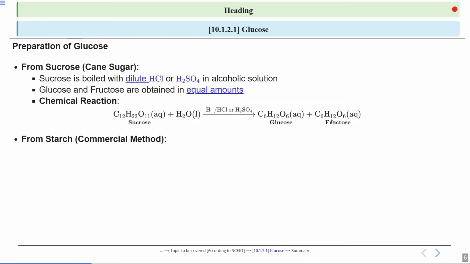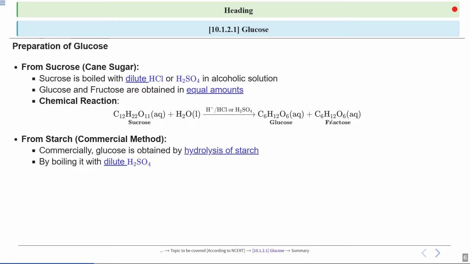Now we will move on to the commercial method for preparing glucose. That is from starch, which is a commercial method. Now commercially, glucose is obtained by hydrolyzing starch. So hydrolysis, as I've told you, means breaking down the long starch chain into individual glucose molecules using water. So to carry out hydrolysis, the starch is boiled with dilute sulfuric acid. So what does this acid do? This helps to break the bonds between the glucose units in starch.